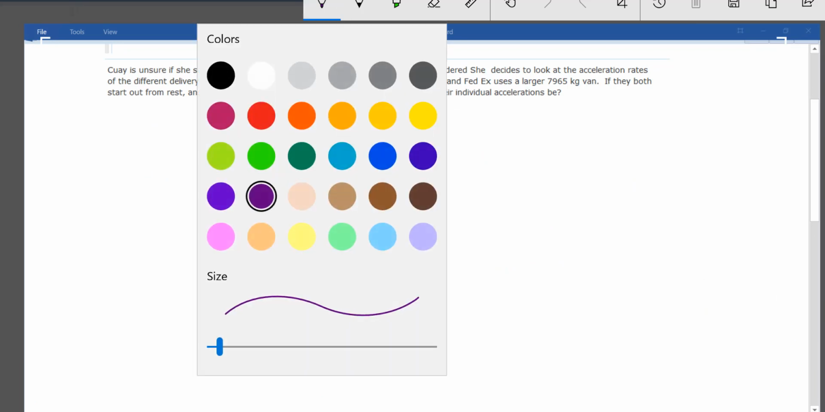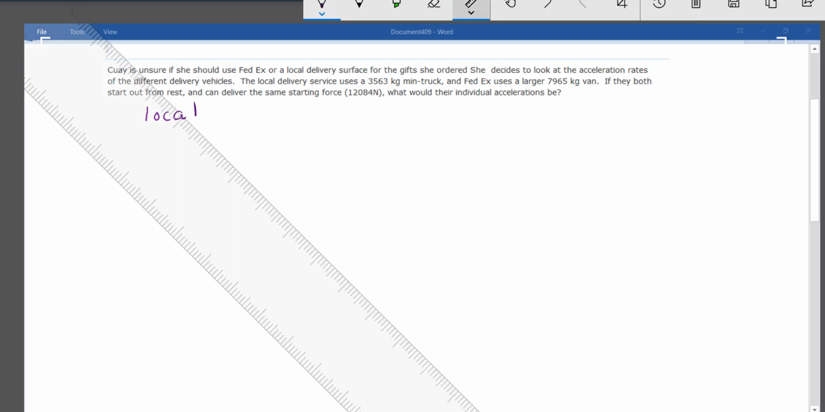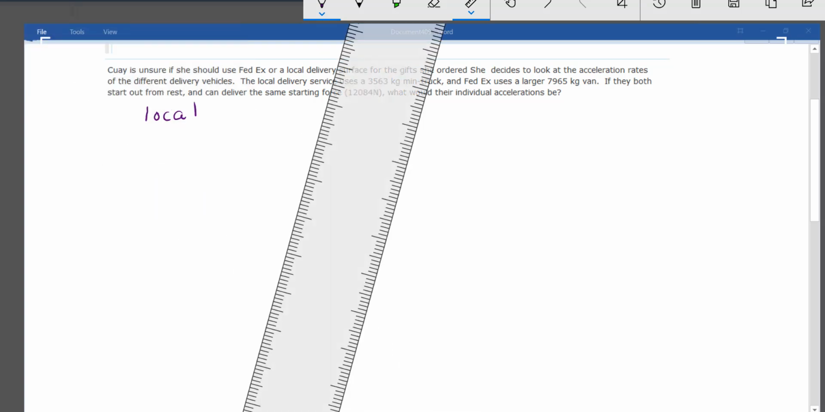Back to Coy and her Christmas problems. Coy is unsure if she should use FedEx or a local delivery service for the gifts she ordered. She decides to look at the acceleration rates of the different delivery vehicles. Local delivery service uses a 3563 kilogram mini truck. FedEx uses a larger 7965 kilogram van. Both start out from rest and can deliver the same starting force. What would their individual accelerations be?